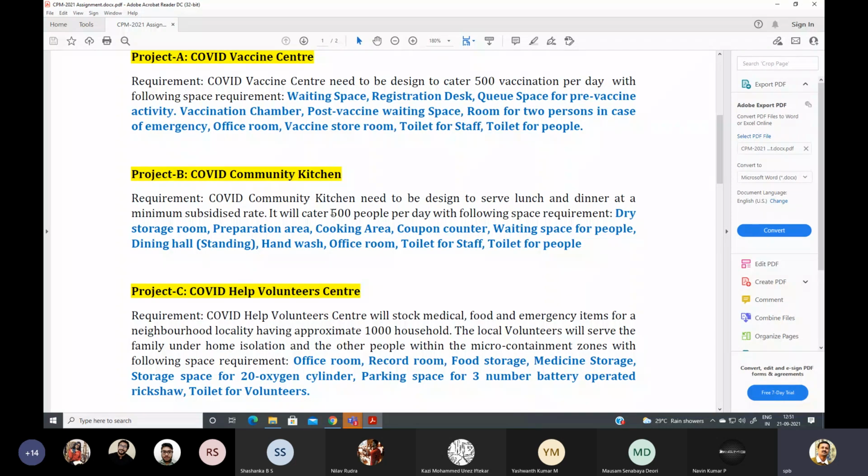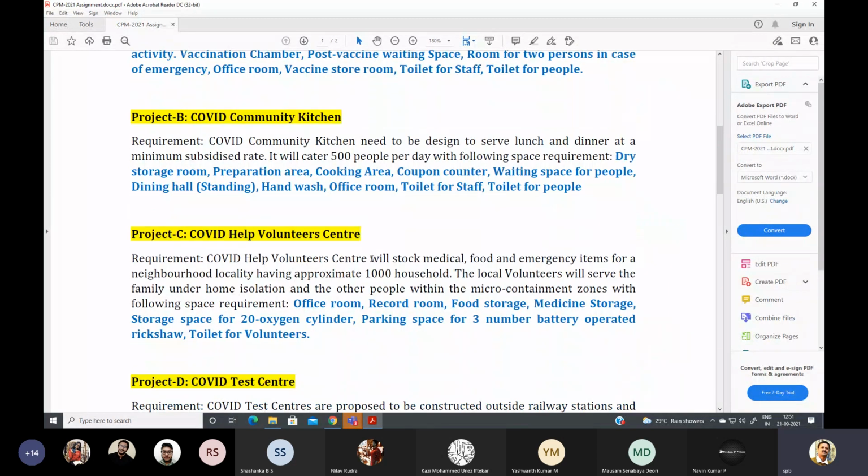And 500 people definitely will not come at once. Some people may take a parcel, because some people may stand and eat, and some people may take it away in a box. Those people also may wait for some time, and then they may enter the dining hall. Then hand wash, office room, toilet for staff and people.